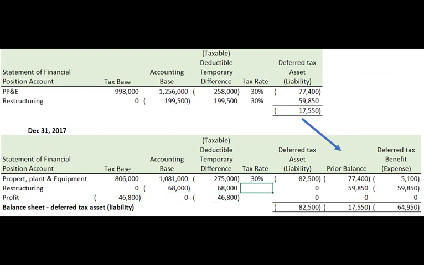Again, we have this constant tax rate, of course. Put that in all 3 columns. Now we can see that the deferred tax liability on the financial statements, on the balance sheet, is $76,140.